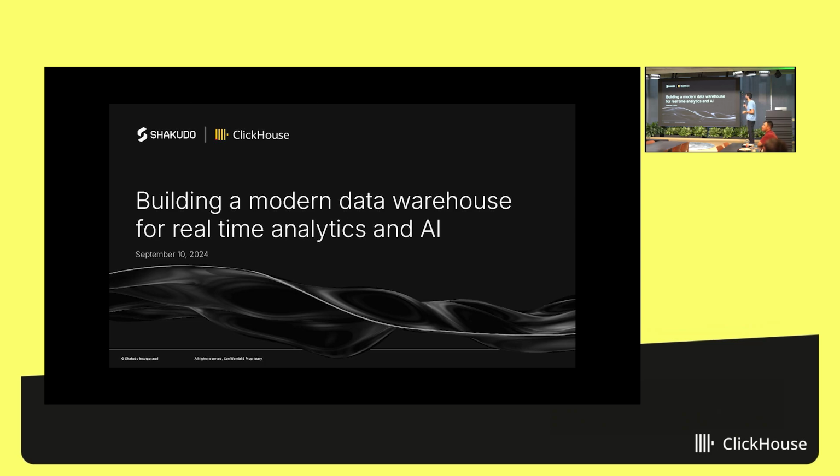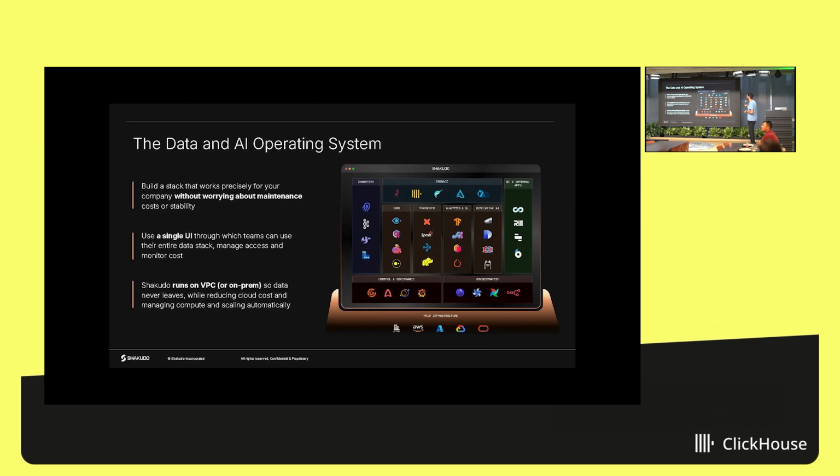Okay. So what we'll talk about today is building a modern data warehouse for real-time analytics and AI. And we'll dive into what we do as an organization. I lead our alliances and partnerships, and I'm really proud and happy to work with a lot of the logos that we see on here. Shakudo is the operating system for data and AI.